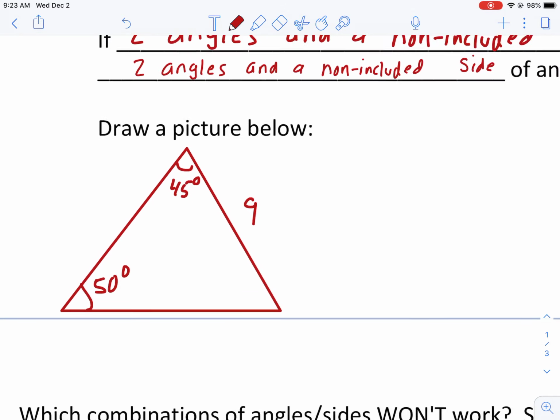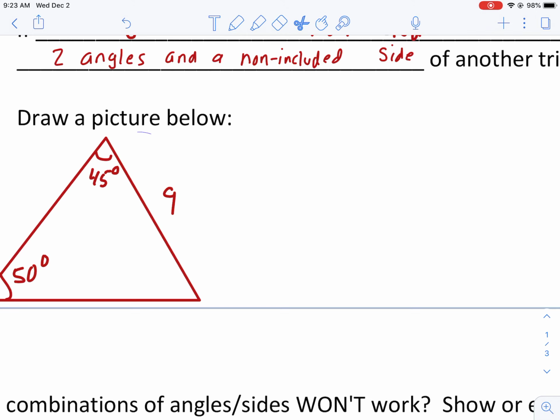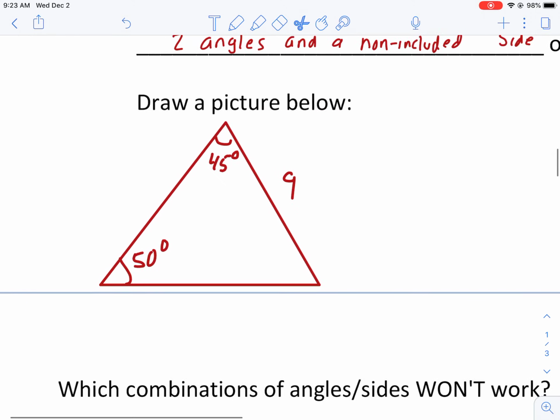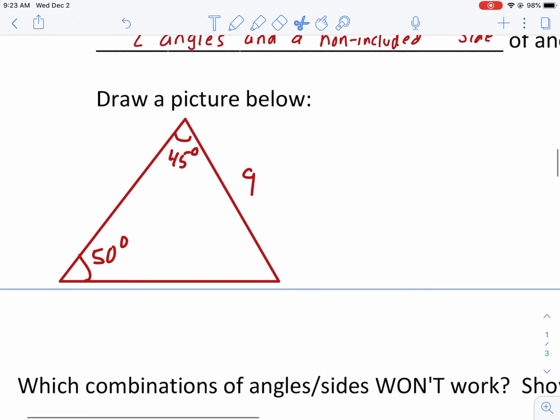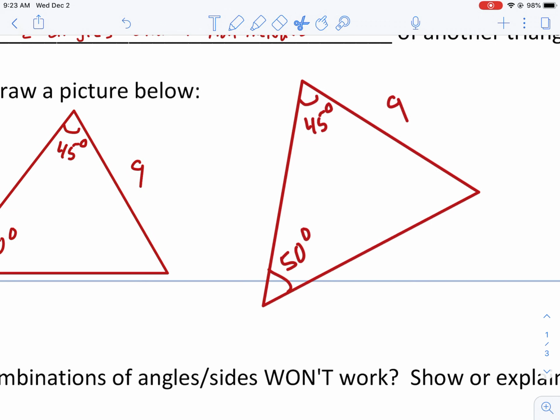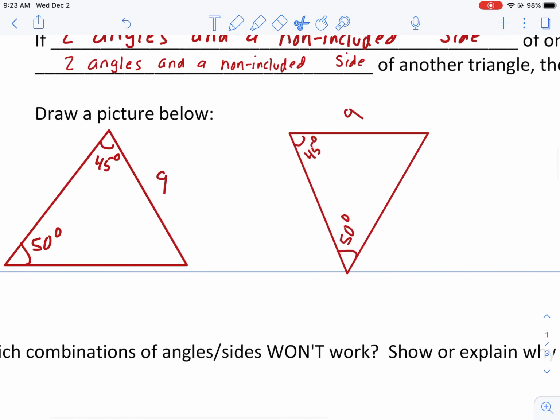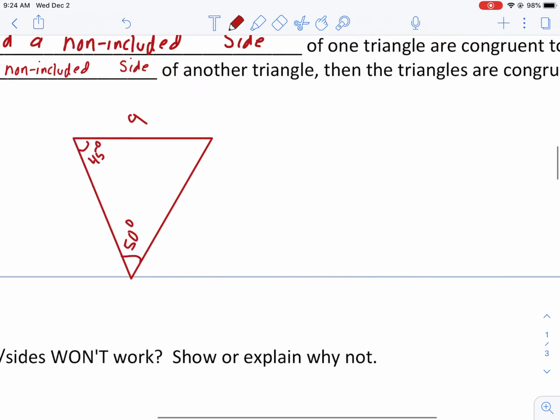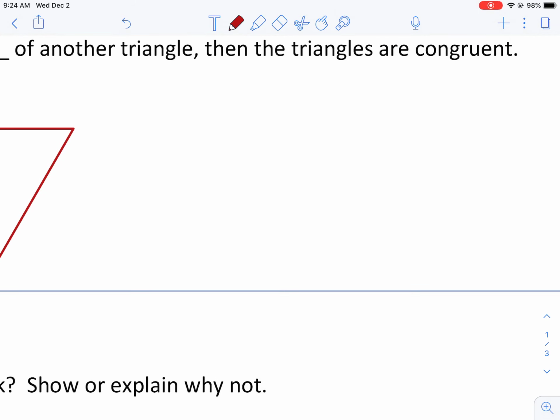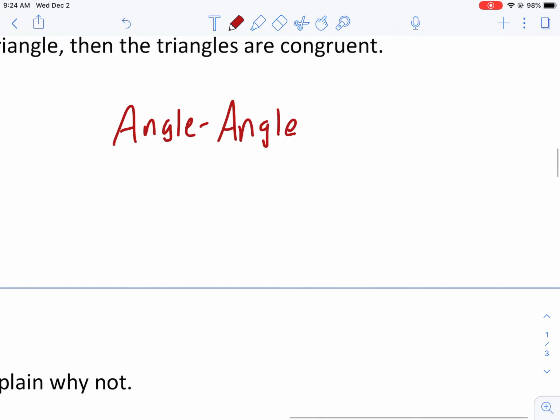this is 9, all right? Should have copied it first. But again, it doesn't have to be oriented the same. It could be turned, but we've still got a 45, a 50, and then we've got that 9 over there in the same spot across from the 50. And it's not in between the 2 sides, so that's what makes this AAS. So that'd be angle, angle, side.